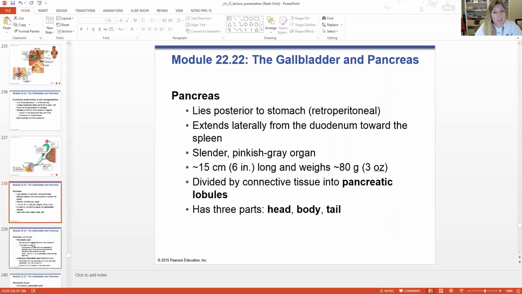The pancreas is actually retroperitoneal, which means it's behind the peritoneal cavity. It's not surrounded by mesenteries, and it's just behind the stomach. It is lateral to the duodenum. It kind of nestles in there. It looks like a little fish, kind of leaning in on the duodenum. It's slender, and it's pinkish and gray.